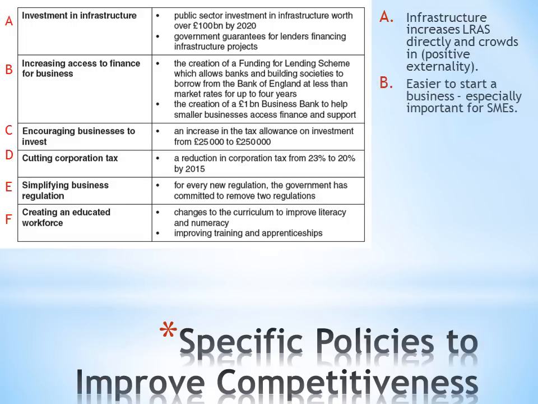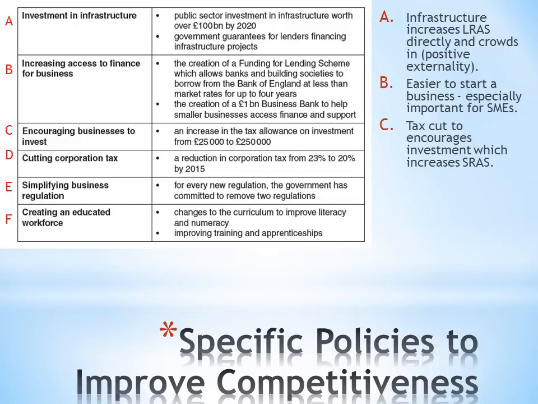B, increased access to finance for business. Well, we talked about this before. For small and medium-sized enterprises, it's really, really important for businesses to be able to raise money if they're going to be able to start. So if we're going to have the best level of startups in Europe, well, we need some lending for them, and the government's guaranteeing that with the funding for lending scheme and the business bank. Good examples, specific examples to grab for your essay if you need it.